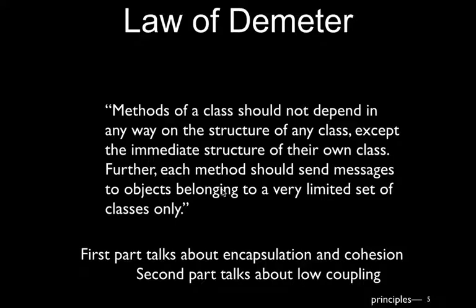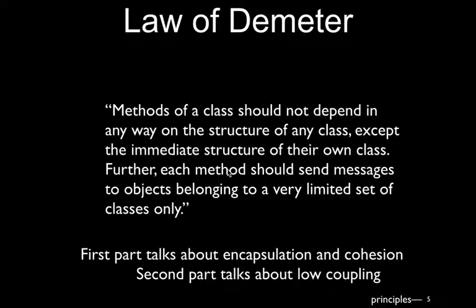Furthermore, each method should send messages to objects belonging to a very limited set of classes only. Now, if you really think about this, you can draw a line right after "own class" and read just that first sentence: methods of a class should not depend on any of the structures of any other classes, except the immediate structure of their own class. What's that? That's talking about encapsulation. So the law of Demeter is simply a combination of encapsulation and low coupling.